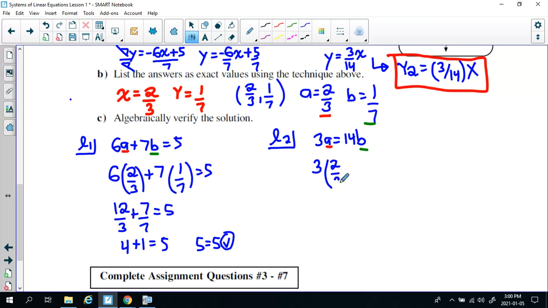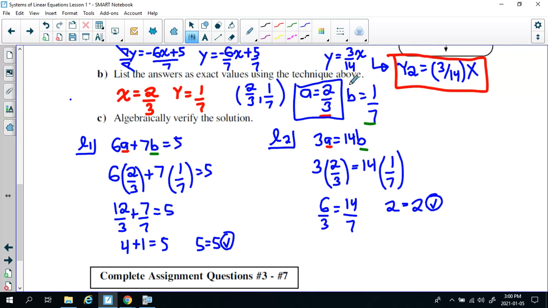For the second equation, let's replace A with 2/3. So we'd have 3 times 2/3, and then 14 multiplied by 1/7. Again, if you want, you could reduce the fractions right now, but I can multiply them out. 3 times 2 is 6. You'd have 6 over 3 is equal to 14 times 1 is 14 divided by 7. 6 over 3 is 2. And then 14 divided by 7 is also 2. Therefore, it is verified. The solution is A equals 2/3 and B equals 1/7. Okay, I guess we could box those to make them stand out a bit as the actual solution to the system of equations. And again, the solution is the intersection point.